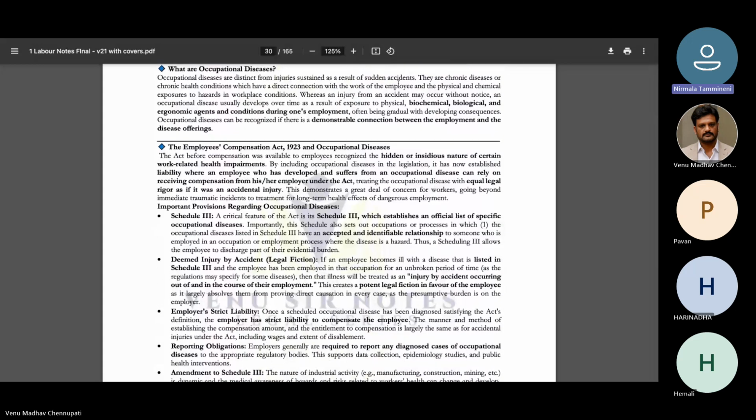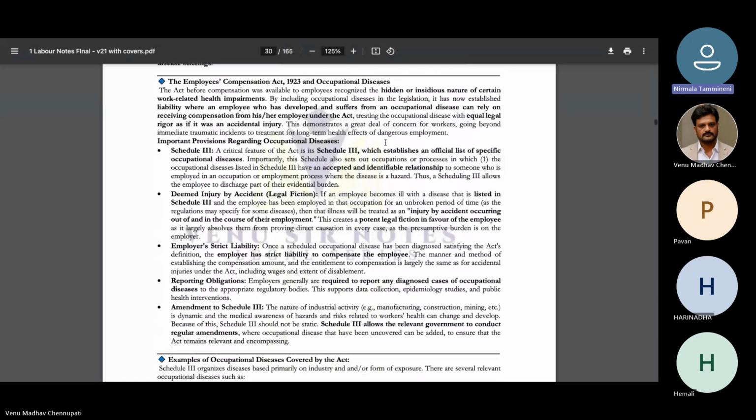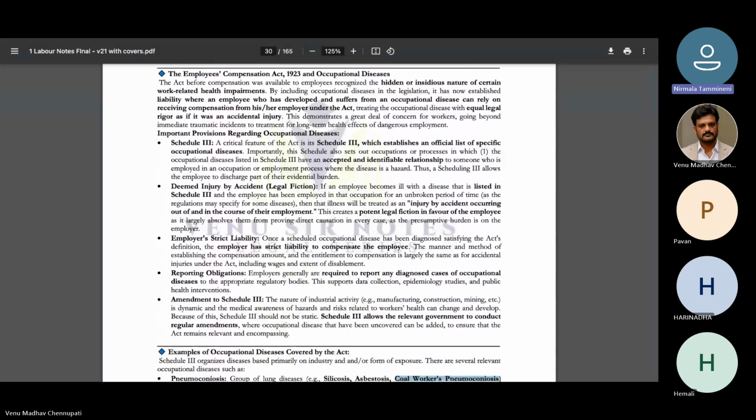The Employees Compensation Act 1923 and occupational diseases. So what is the relation between this Act and occupational diseases? Before this Act, compensation was not available to employees for such diseases. Basically, the Act recognized for the first time the hidden and insidious nature of certain work-related health impairments.